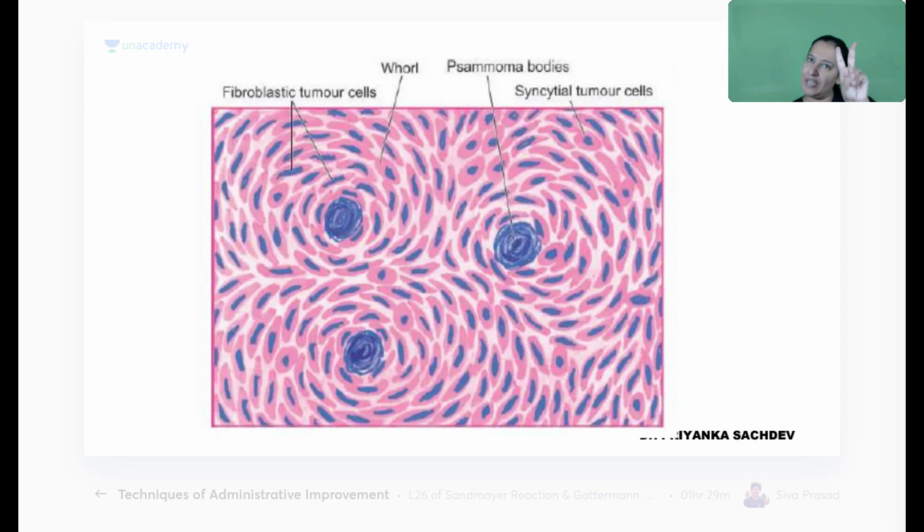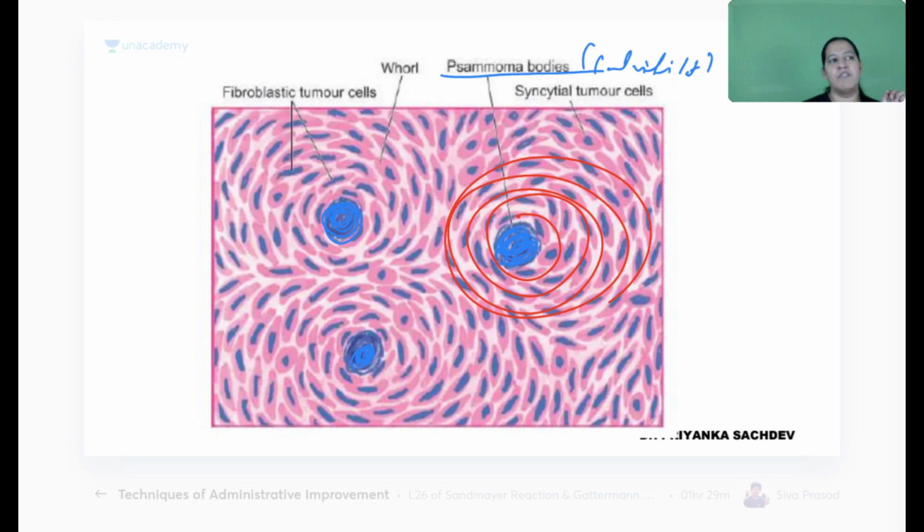What you can see is only two things. Number one, blue colored masses in the form of central pearls. These are calcifications, known as psammoma bodies. The P is silent. Psammoma bodies are calcification. Around this calcification, tumor cells are arranged in the form of whorls, and the tumor cells are spindle shaped. These are not circular. All tumor cells are spindle shaped.